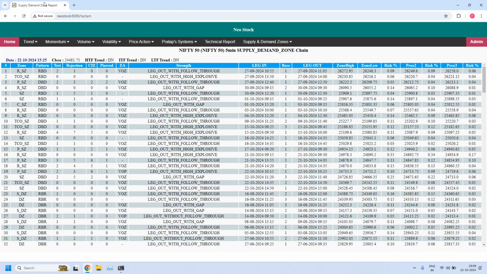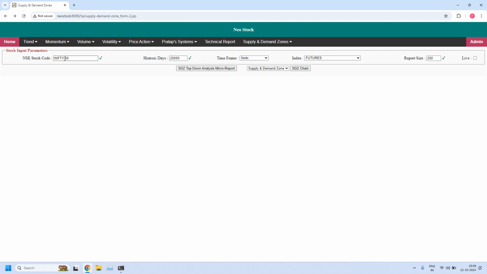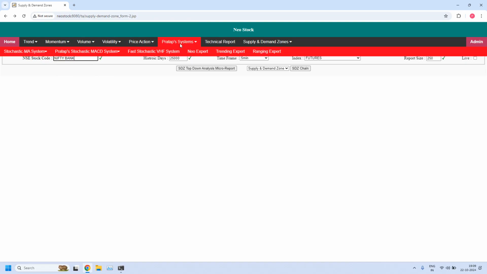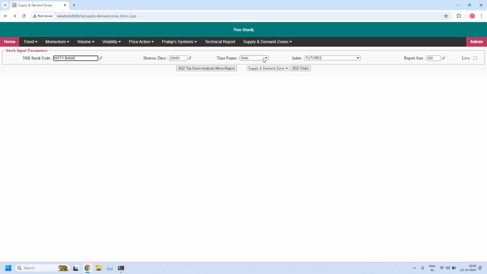So next we will generate a BANKNIFTY supply demand zone chain. So I'm changing the name to NIFTY Bank. That is nothing but BANKNIFTY. Let's start with monthly time frame. I'm generating monthly supply demand zone chain for BANKNIFTY.